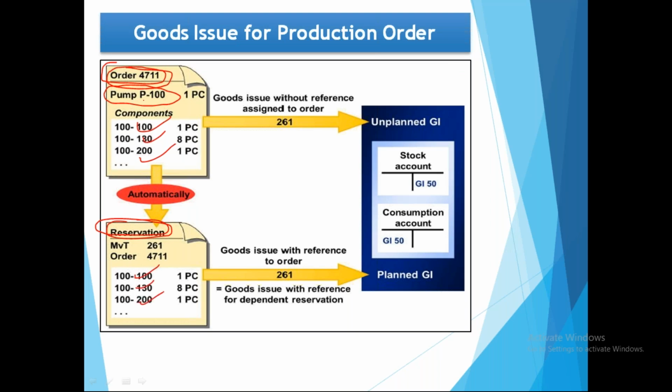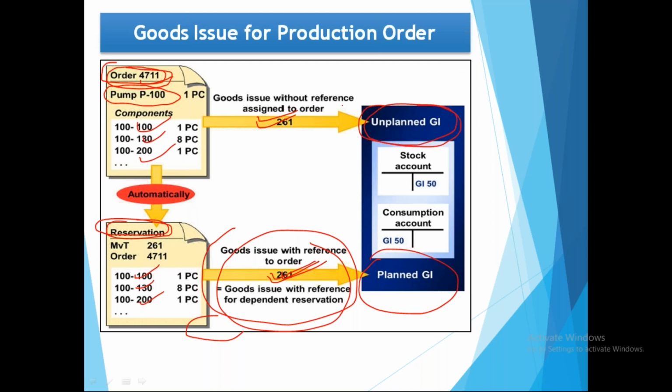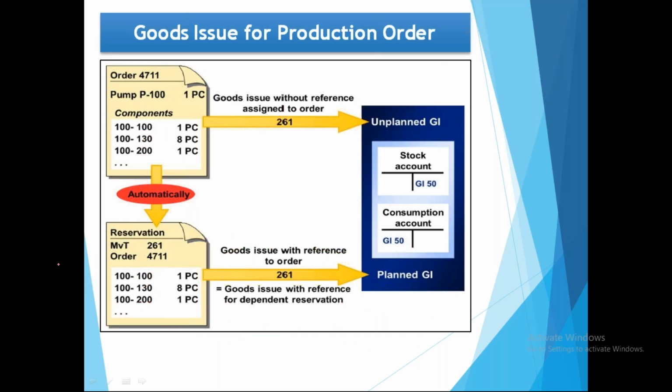So now using this production order, they will do the goods issue, with movement type 261. And this is again a planned goods issue. Sometimes they need some extra materials. At that time you can post an unplanned goods issue, also with reference to or without reference to an order. That is also possible. But in the normal scenario, they will post through a production order. This I will show in the system: goods issue for production order.